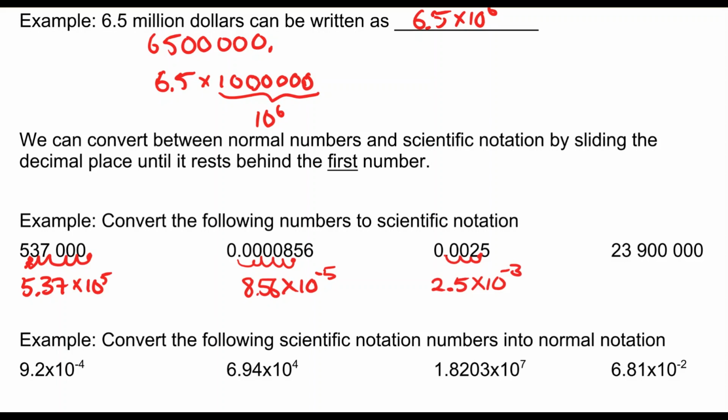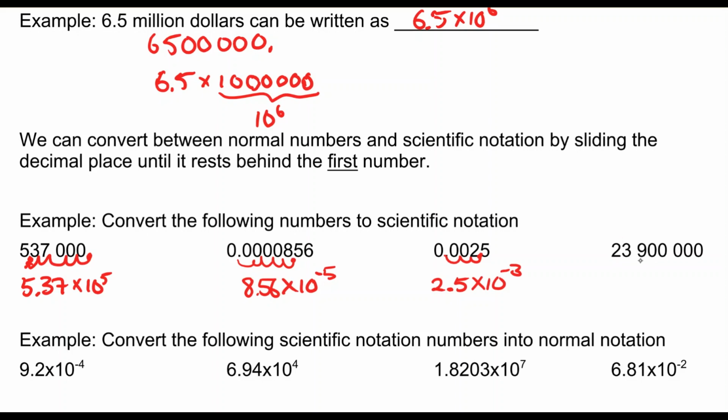Hopefully this makes sense. Our values with a positive exponent are always greater than 1. Our values with a negative exponent are always less than 1. And hopefully you remember that from Math 9 or Math 10 Common. 10 to the negative something is like dividing by 10. 10 to the positive something is like multiplying by 10.